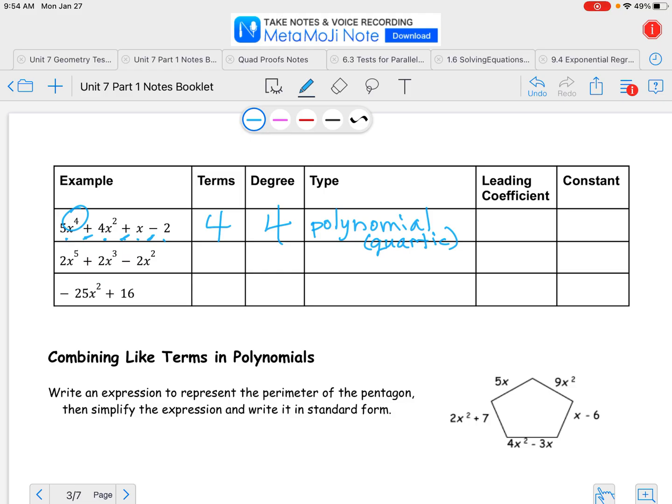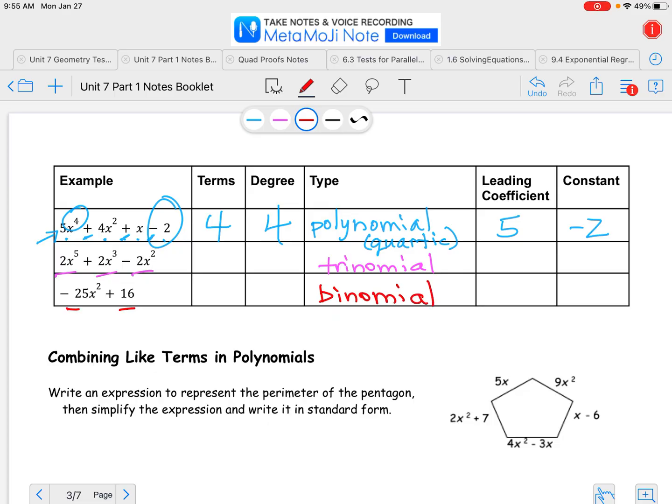Leading coefficient is the coefficient of the highest exponent, so written in standard form it would come first, and then the constant is the number with no variables, the negative 2. It's important to know this is 1, 2, 3. It is a trinomial. And this one is 1, 2, a binomial.